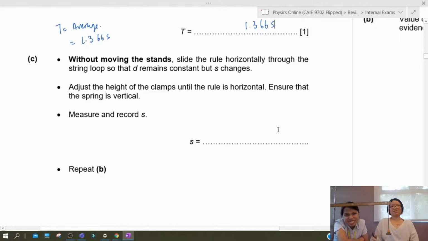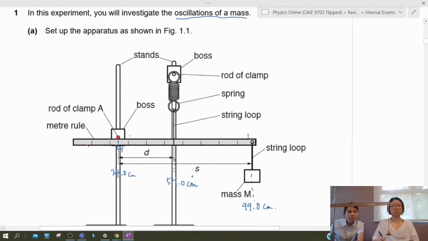Okay. Now what are we changing? Without moving the stand, so we cannot change D, right? Slide the rule horizontally through the loop so that D remains constant and S changes. So cannot move the stand. Slide the rule through the loop. Which loop? There are 2 loops. You see the picture up there? Come, I scroll for you. There is a loop on the middle and a loop on the right. How do I know which one to slide? One loop here and another loop here.